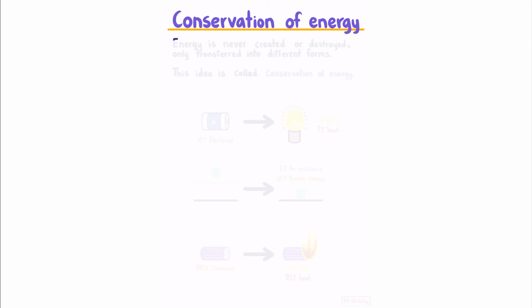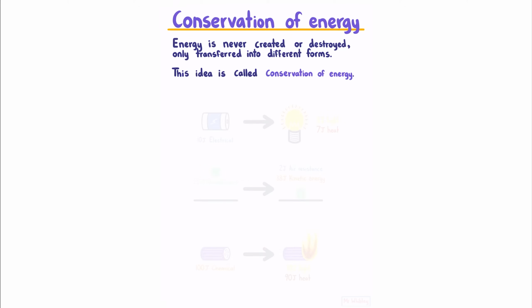Conservation of energy. Energy is never created or destroyed, only transferred into different forms. This idea is called conservation of energy and is one of the most important ideas in all of physics. For example, if we had 10 joules of electrical energy and we were to power a lamp, we might have 3 of those joules transformed into light and 7 joules into heat.